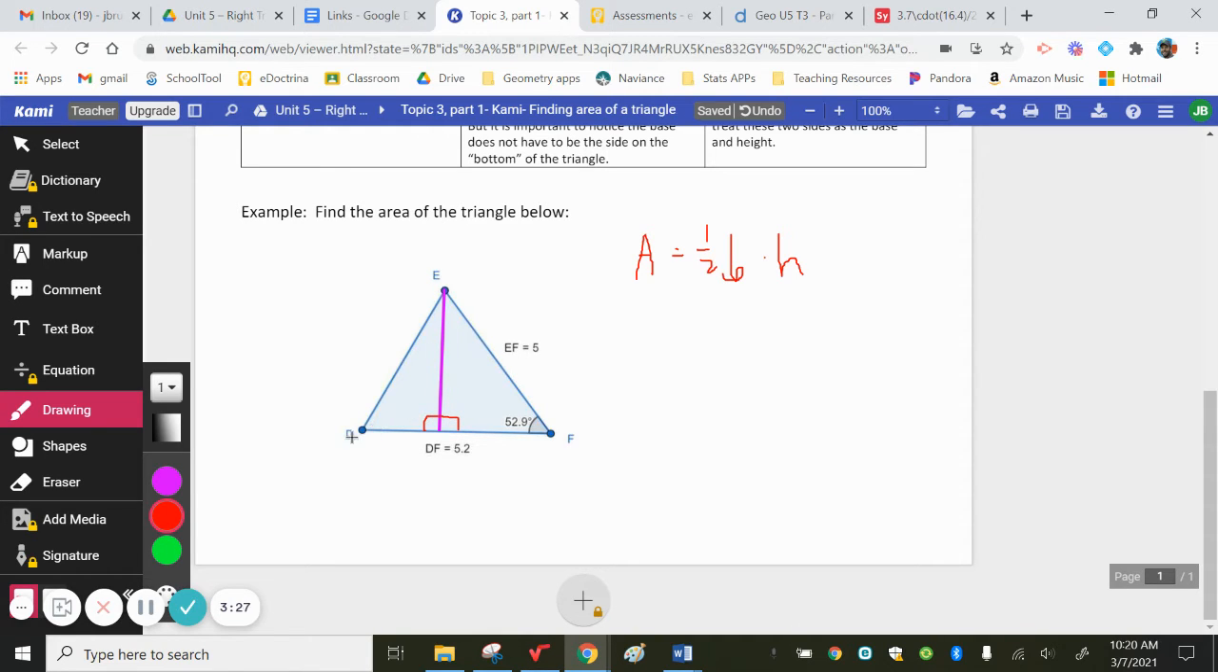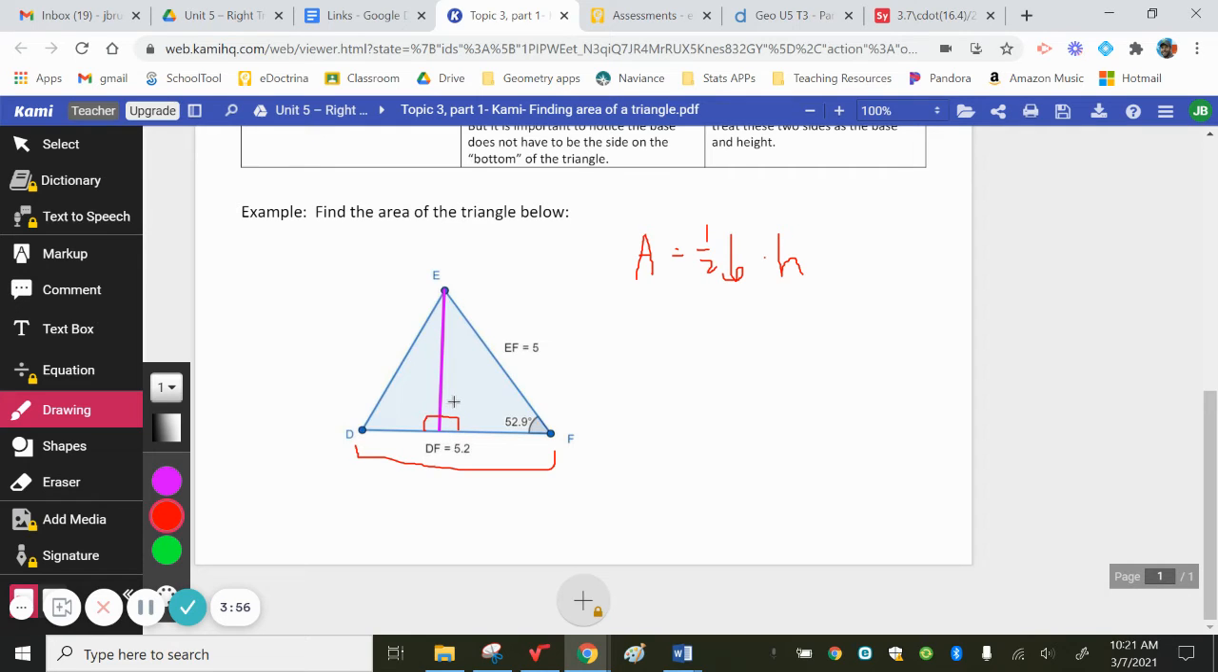So now to find the length of the base, I'll call this length from D to F. So that's the length 5.2. But what I need to know is how long the height of this triangle is. To do that, that's where I can include some right triangle trig. You see, by drawing this altitude, what I did was create 2 different right triangles: from D to E to this new point that I just created, and from F to E to this new point.